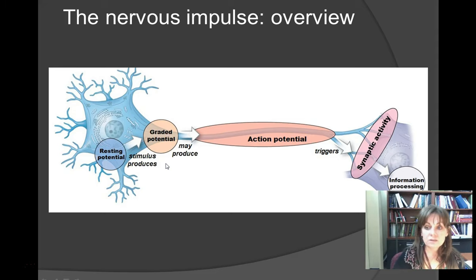But if the stimulus is strong enough, say the mosquito lands and it bites you, then the graded potential, that movement of ions, is very strong, and it's strong enough to cause an electrical signal, or an action potential, to move down the axon. Again, we have to transfer that signal from one cell to another, and that happens through synaptic activity. So this is the overview, and in the next few pages we're going to be going through each one of these parts in detail.